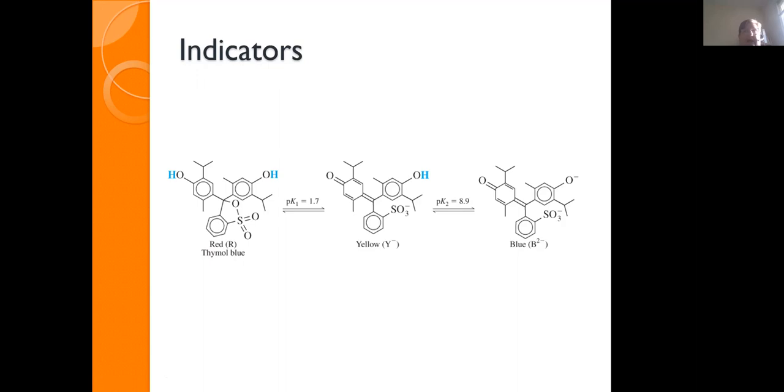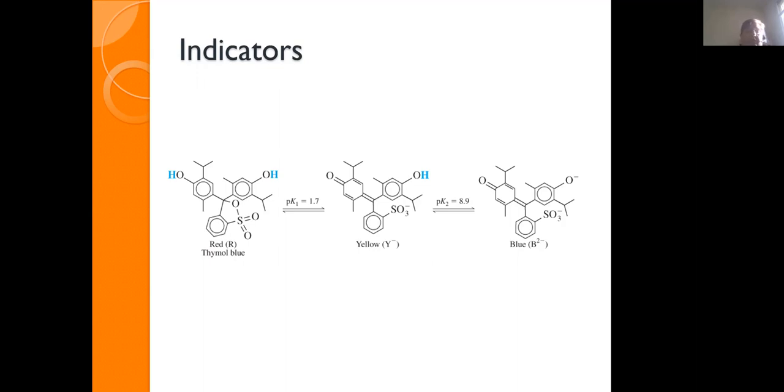So we don't want the pKa of the indicator to match the pKa of our acid that we're titrating, because then the indicator will change color at the half equivalence point. We want it to change at the equivalence point, so we need the pKa of the indicator to match the pH at our equivalence point.